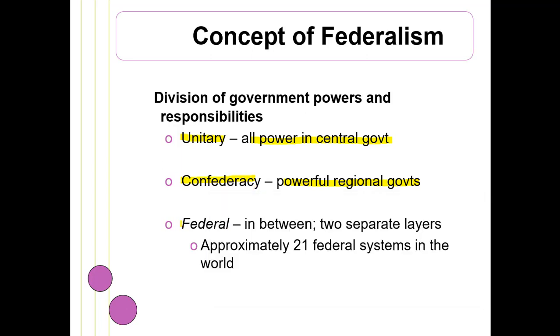And then in between we have the federal systems, such as the United States, and this is where we have the two separate layers operating, and the national government is delegating things down to the state governments and letting them operate somewhat autonomously, whereas the national government, of course, has final supremacy. And there's only about 21 federal systems in the world, but these are the bigger countries.